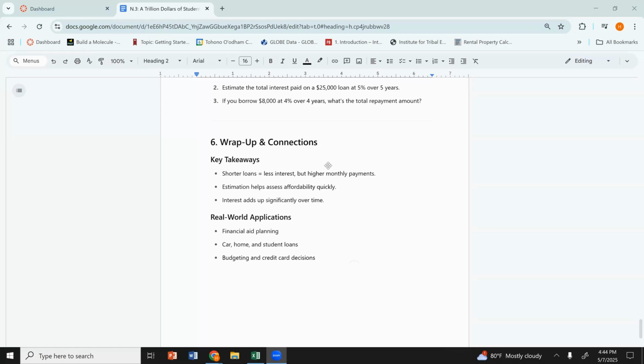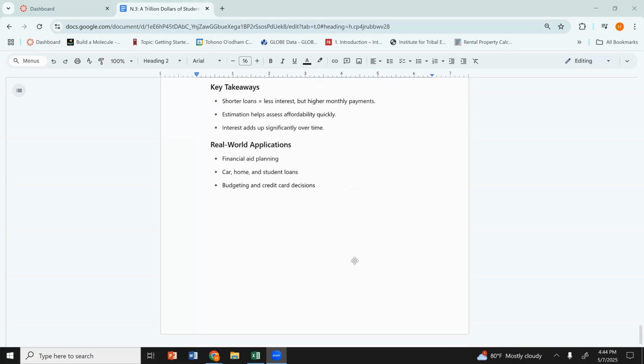So real world application of this topic is financial aid planning. If you're buying a car, if you're buying a home, you talk about mortgage, interest rate, student loan, what interest are you borrowing those loans at? Or if you're just doing some budgeting, you want to make some credit card decision, you're using some credit card, they have different interests. So you want to make sure you are educated about how interest works before you take a loan or get a certain type of credit card.